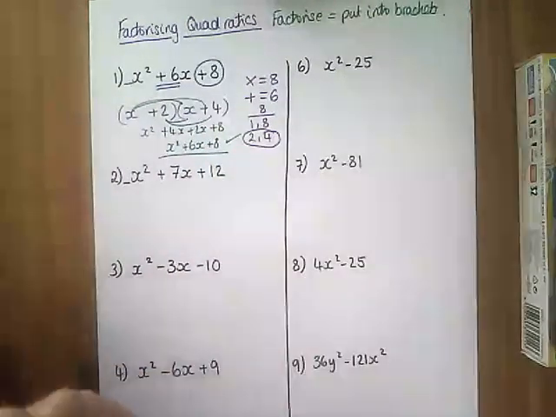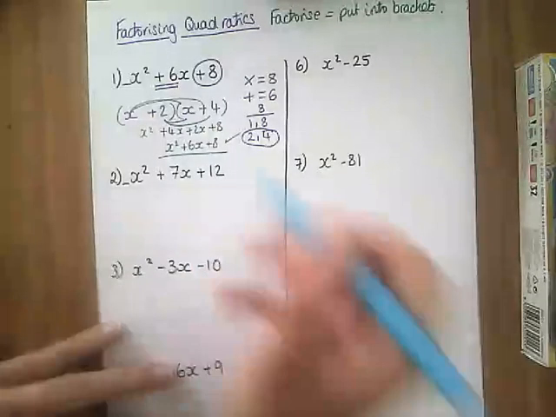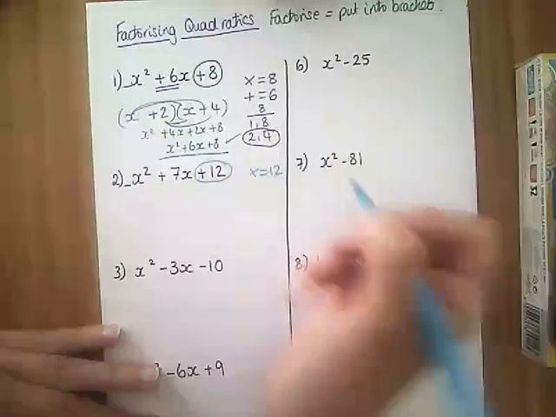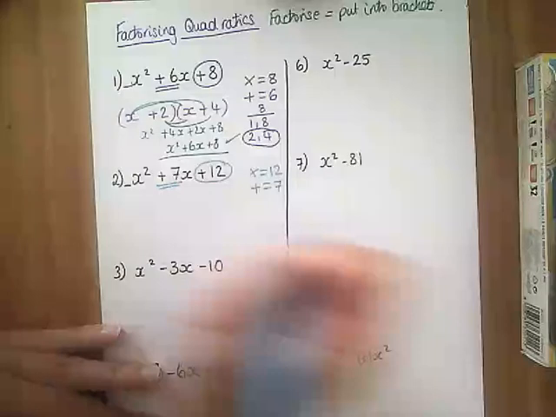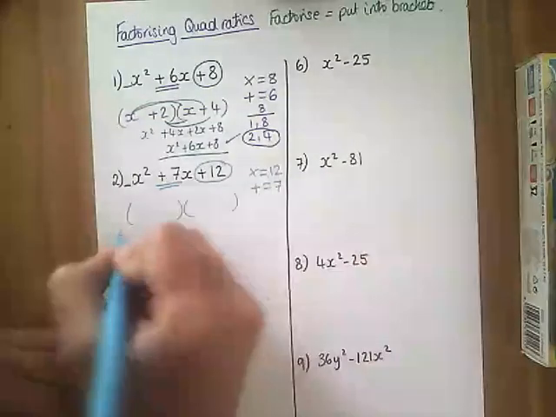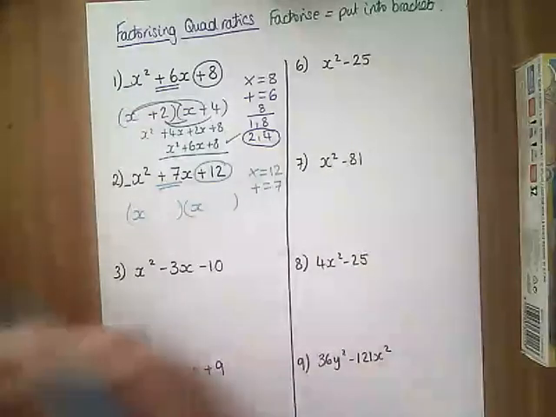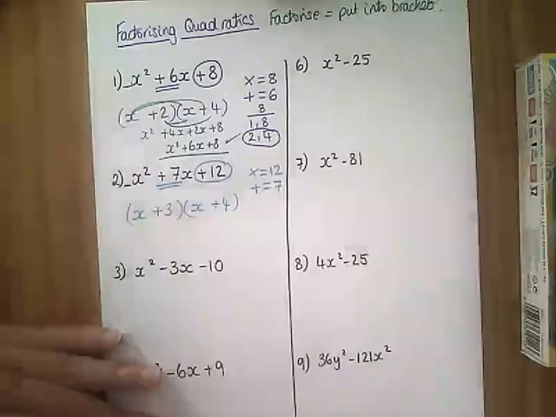Okay, right, let's look at the second one then. So we're looking for two numbers that multiply to get the number on the end. So they've got to times to make 12, and they've got to add to make 7. We know it's going to be two brackets. We know there's got to be an x in both. Two numbers that times to get 12 and add to get 7 would be 3 and 4.